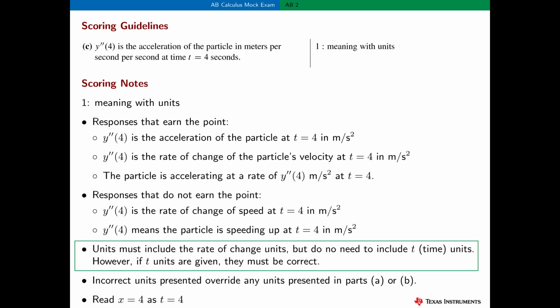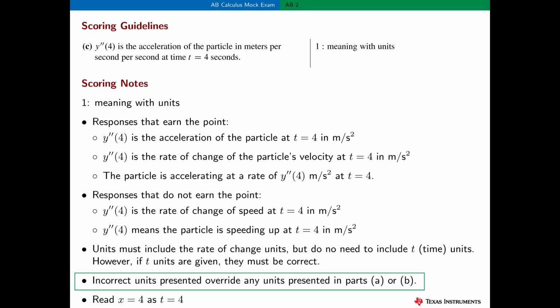Just a few additional comments about the scoring here. The units presented by the student must include meters per second squared. However, the student does not have to present the units for t=4. But if they do, they must be correct, that is, in seconds.